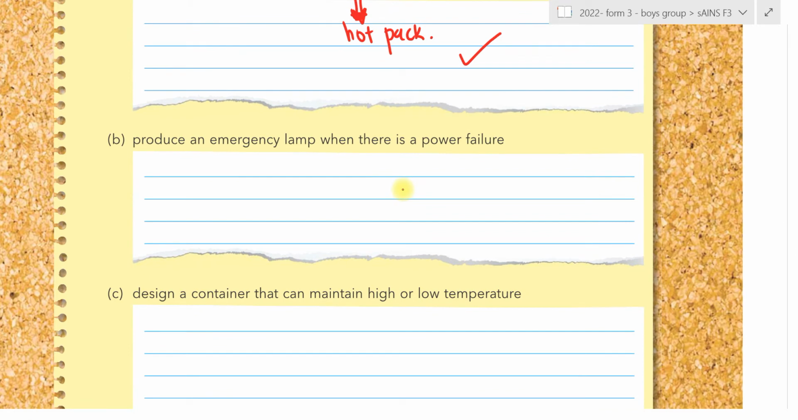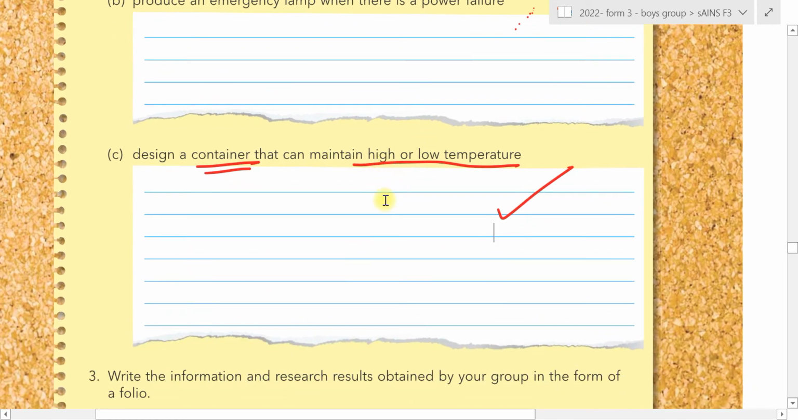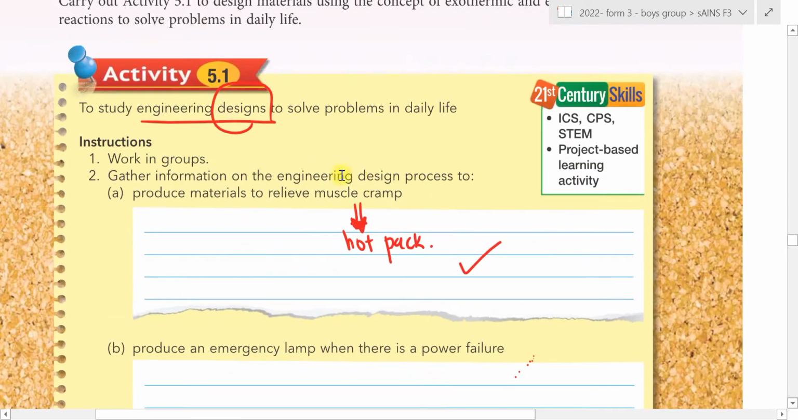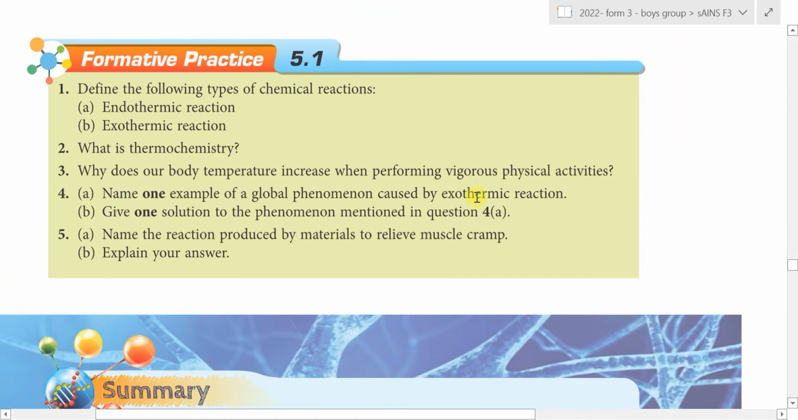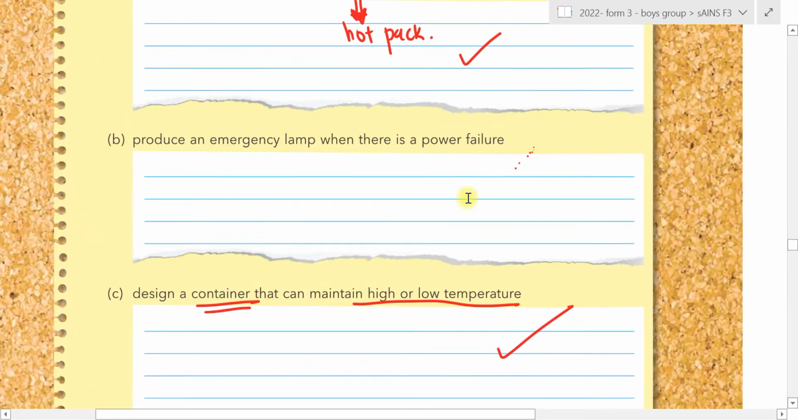Produce an emergency lamp when there is a power failure. This one I forgot to include, but during the exercise I will explain how. What are the chemicals we need? Design a container that can maintain high or low temperature. This one is inside our exercise. If you want high temperature, make sure it's exothermic. If you want low temperature, make sure it's endothermic. I will provide the exercise based on this activity. And hence, end of the chapter.